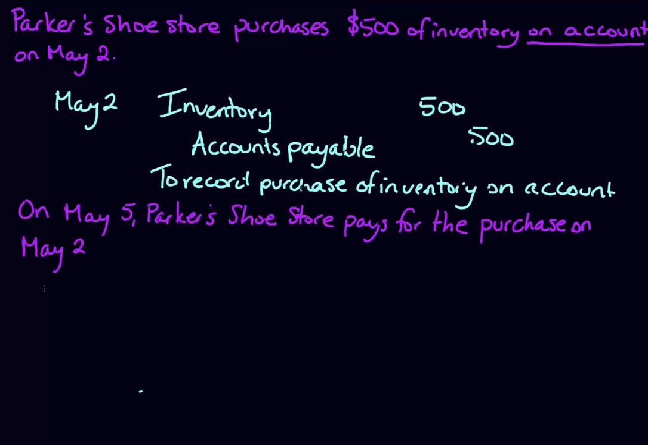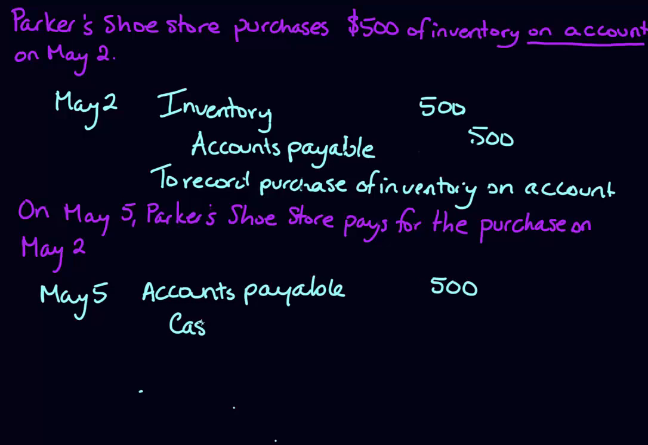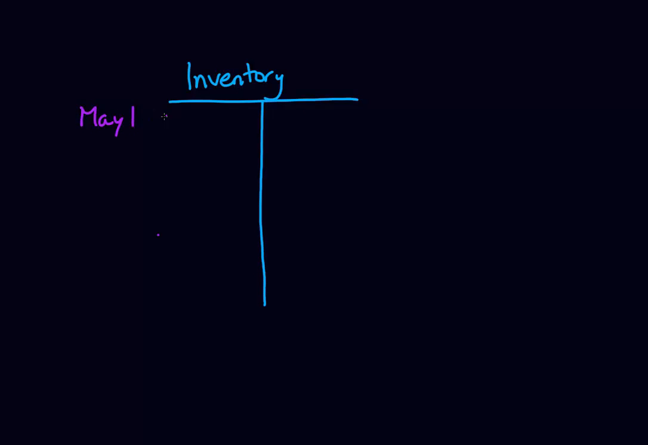And when the accounts payable is paid off, the transaction will look like it did before: debit to accounts payable for $500 and credit to cash for $500. And let's start keeping track of our inventory in its T account, so we can see everything that goes into this inventory account. On May 1st and May 2nd, we had purchases of inventory. May 1st, our inventory purchase was $1,000, and May 2nd, our inventory purchase was for $500.